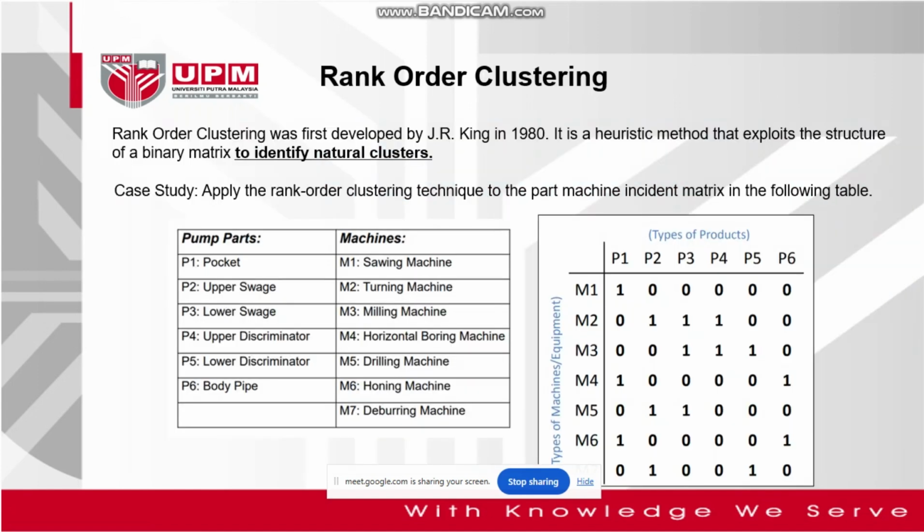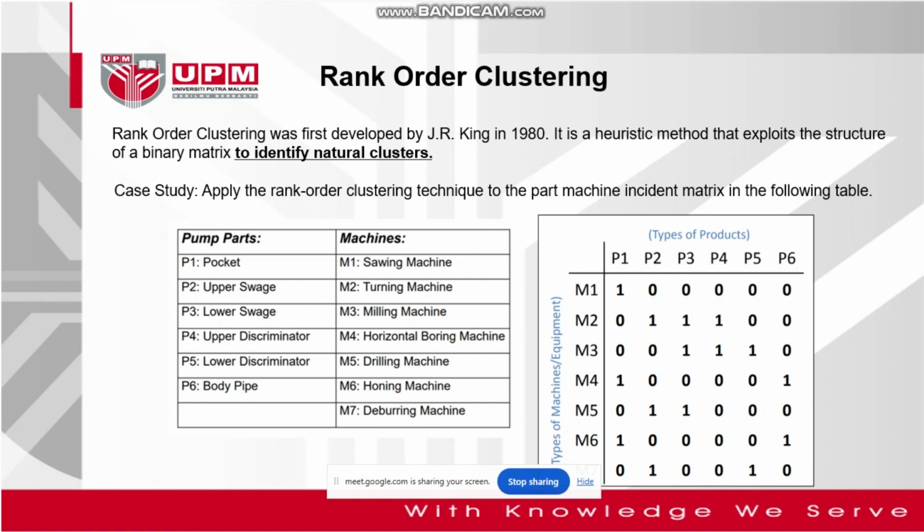Rank order clustering was first developed by J.R. King in 1980. It is a heuristic method that exploits the structure of a binary matrix to identify the natural clusters. So this is our case study. We need to apply the rank order clustering technique to the part-machine incidence matrix in the following table.